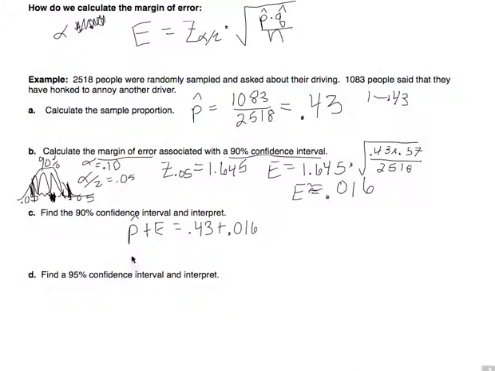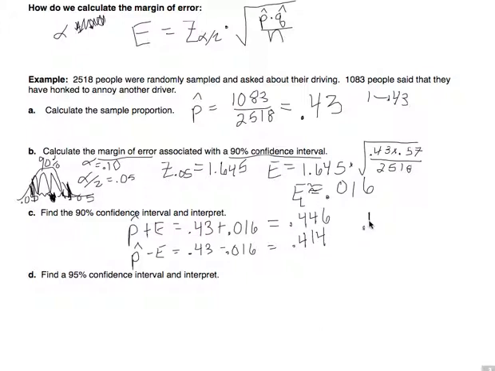And then if you take p hat, our estimator, and subtract that margin of error, 0.43 minus 0.016, we're going to get the upper and lower bound. So 0.43 plus 0.016 and 0.43 minus 0.016. You get the upper bound being 0.446 and the lower bound being 0.414.